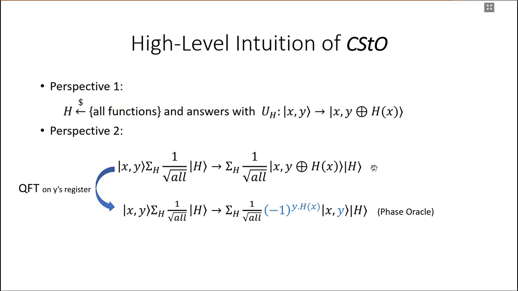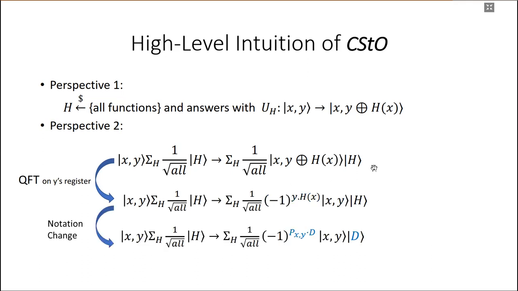Now, if we apply QFT, the quantum Fourier transform, on the Y register before and after querying the random Oracle, we get the phase Oracle. With the change of notation from a random function H to its truth table, and considering the point function p sub x,y, which is a function that is y on input x and zero elsewhere, we will get the state shown in the slide. Differences are shown in blue.